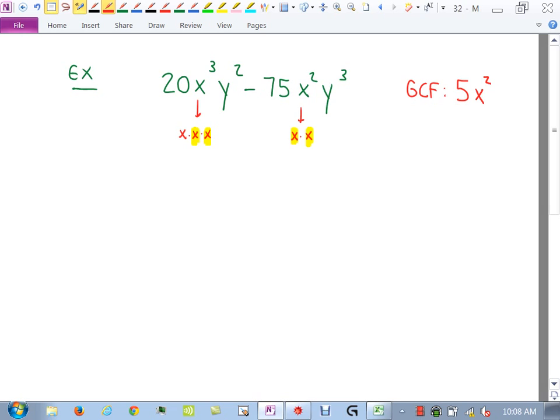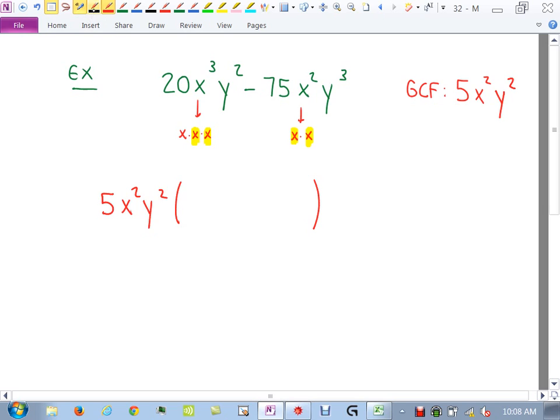What about the y's? Same thing, right? We have 2 y's here. We have 3 y's there. So we can pull a y squared out for the same reason, right? Now, if I think that's my GCF, I can now come over here and write my GCF. I can put a set of parentheses, leaving enough room for a binomial in there.